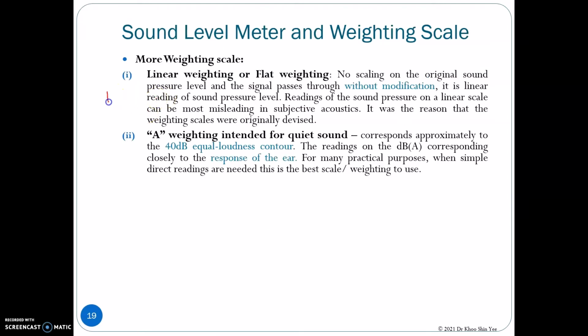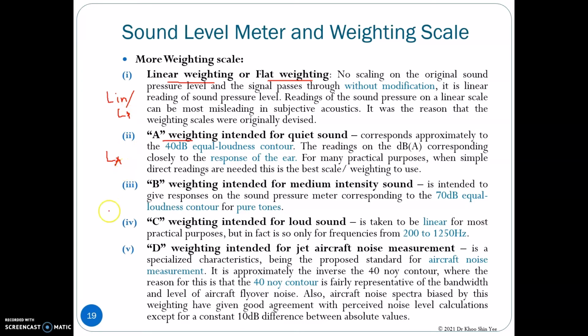So far, we have learned how to obtain the Lin or the LP by using the linear weighting or the flat weighting. And also we learned how to obtain the LA by using the A-weighting. Besides that, we can also obtain the LB, LC, LD by using the B, C, and D weighting. In simple terms, the A-weighting is the best scaling or weighting to be used for many practical applications. This is because the readings in dBA correspond closely to the response of the ear.